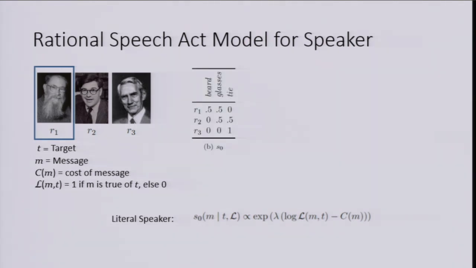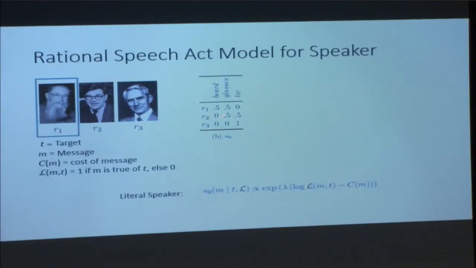So you could calculate what happens. If the target was R1 for this speaker, you take these three features: you could say beard, you could say glasses, you could say tie. Beard and glasses evaluate to 1 for R1, and you normalize, so 0.5, 0.5. R2 is glasses and tie. R3 is only tie, so it gets 1. So this is the matrix of the literal speaker, and the literal speaker will sample from this. So if it was R3, the literal speaker would always say man with tie.